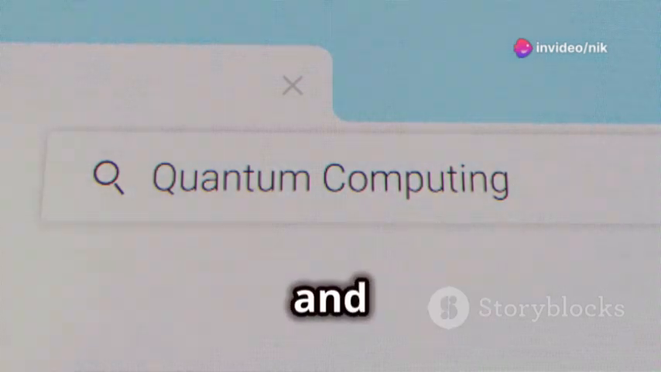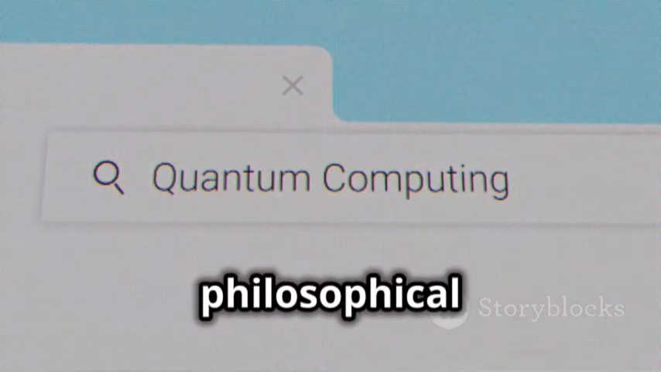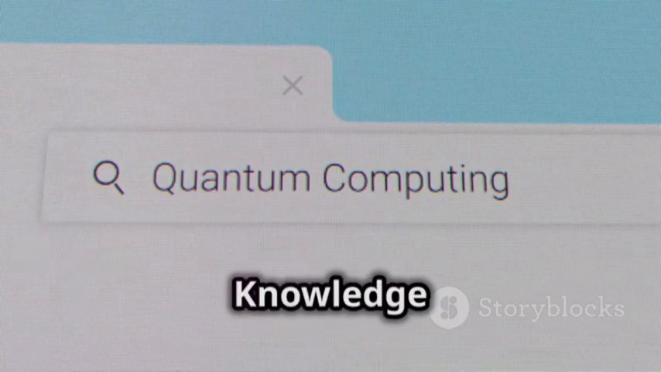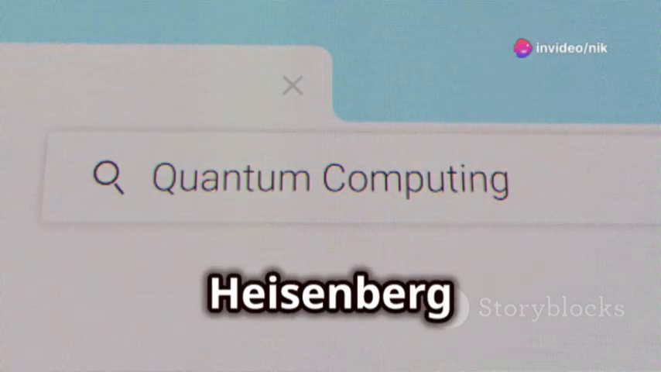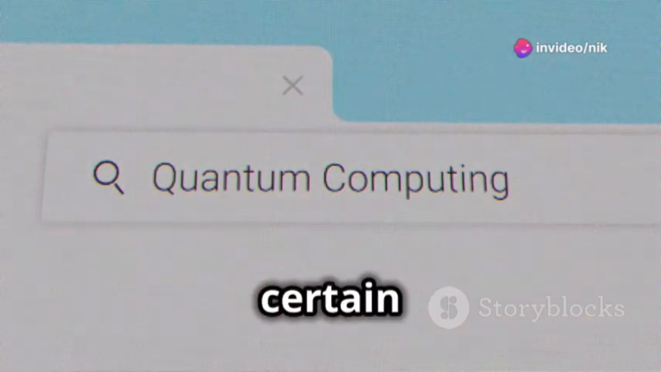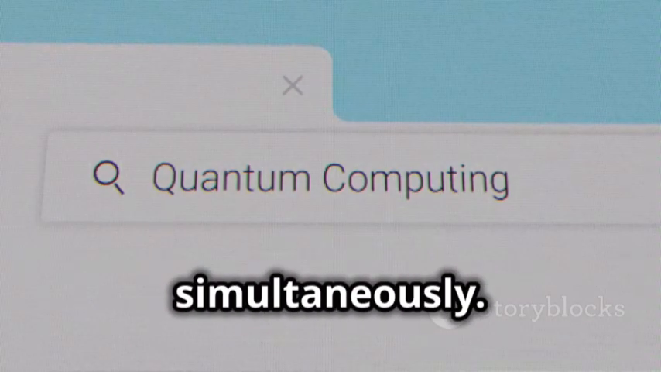Exploring quantum mechanics and Quranic metaphors. There are also metaphysical aspects in quantum mechanics that can be compared with the philosophical and spiritual teachings in the Quran: the uncertainty principle and the infinite knowledge of Allah. The Heisenberg uncertainty principle states that it is impossible to precisely measure certain pairs of properties, like position and momentum, of a quantum particle simultaneously.